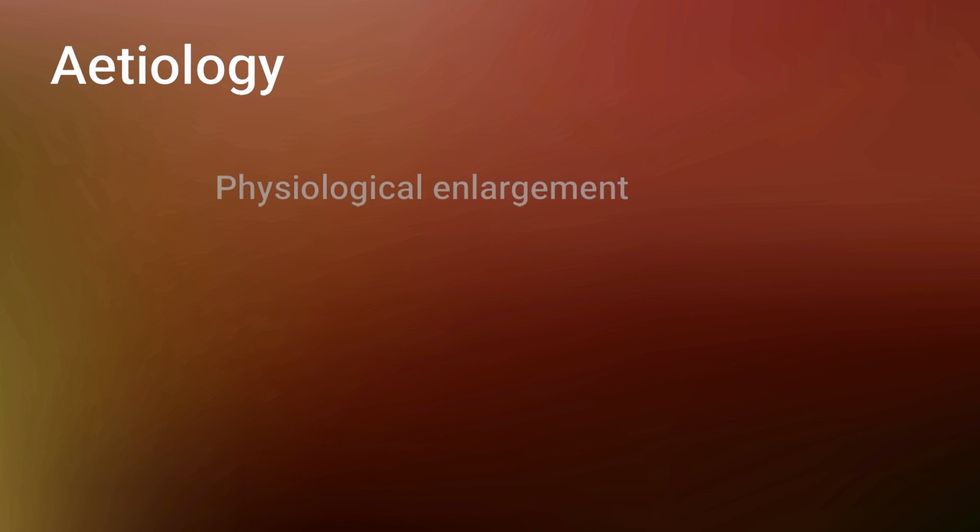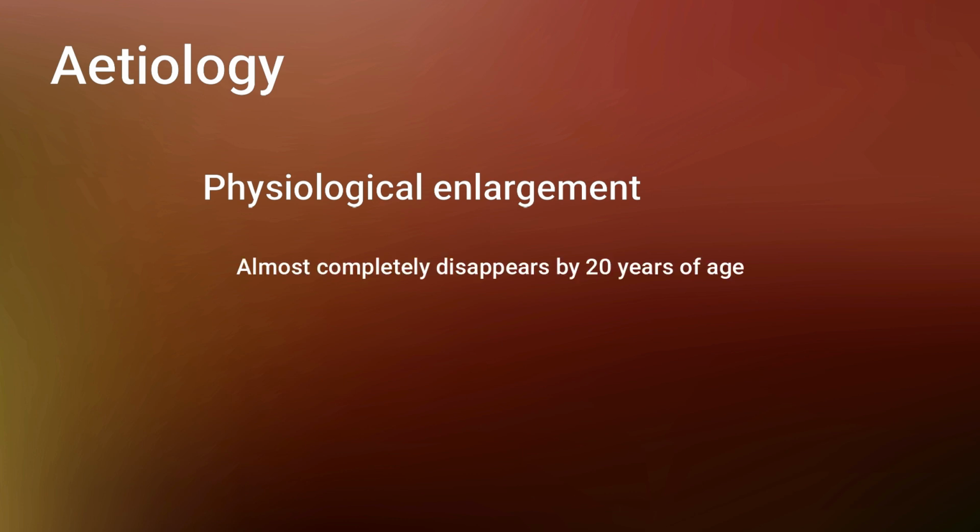So why does this nasopharyngeal tonsil become enlarged, giving rise to adenoid? Many adenoids are subjected to physiological enlargement in childhood. It shows physiological enlargement up to the age of 6 years. Then it tends to atrophy at puberty and almost completely disappears by the age of 20.